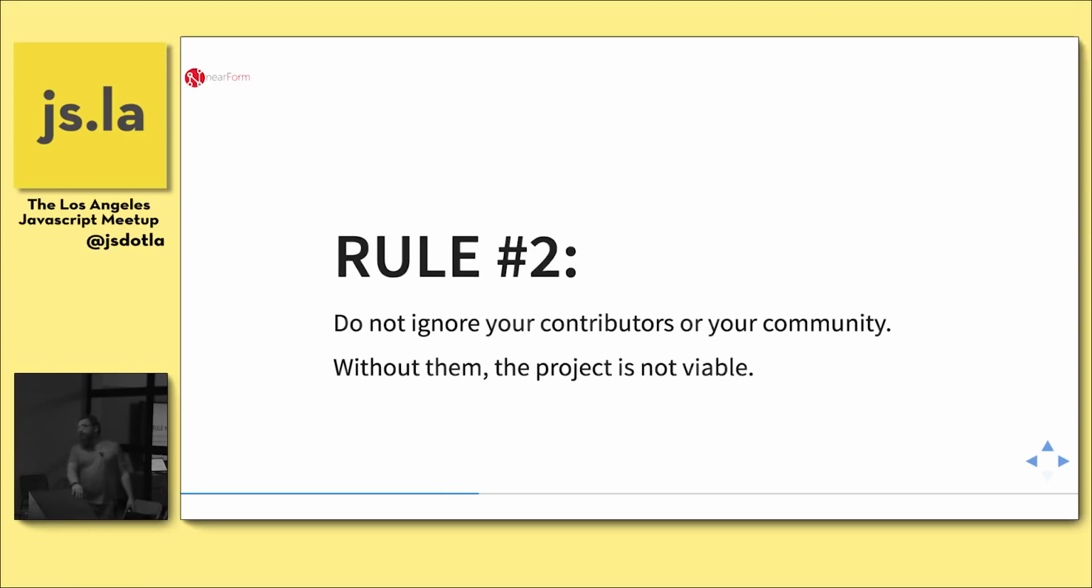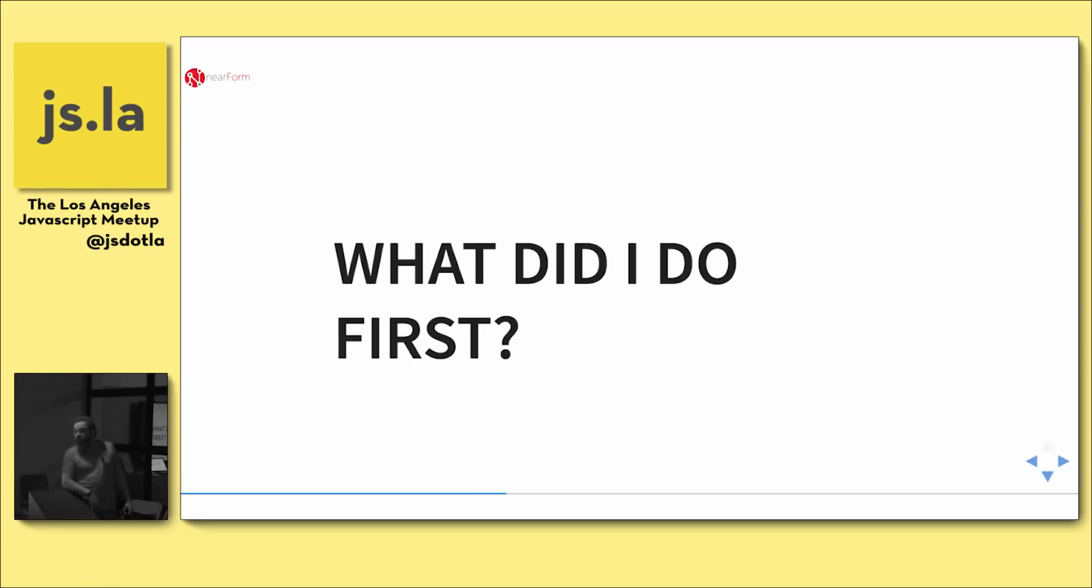So rule number 2, don't ignore your contributors or your community. Super, super critical. Without them, your project's not viable. It doesn't matter how good your code is. It doesn't matter how good your project is. It doesn't even matter how good of a process you have. If you're ignoring your users and ignoring your contributors, it's going to fail. All right, so this was a key lesson. So what did I do first?